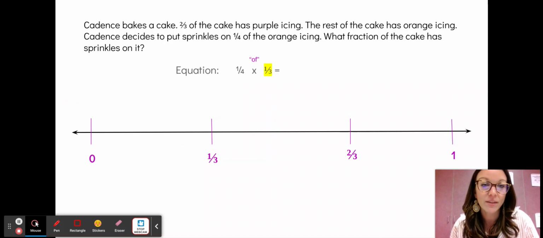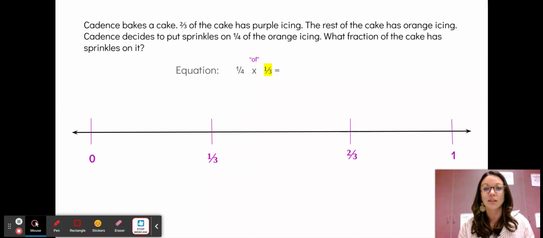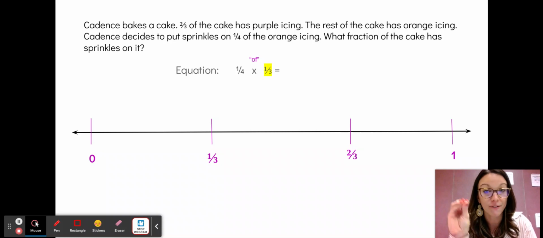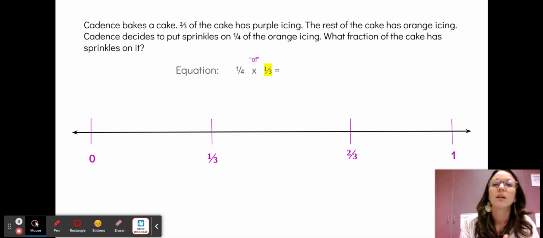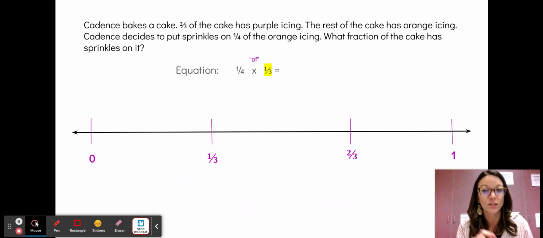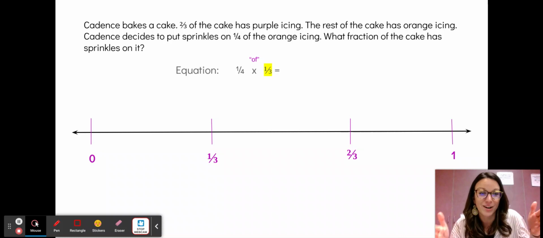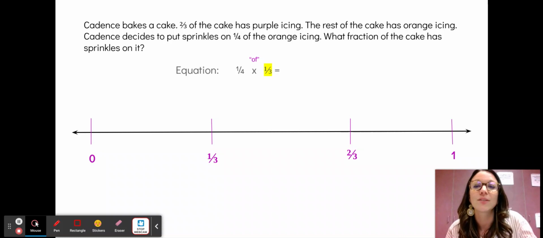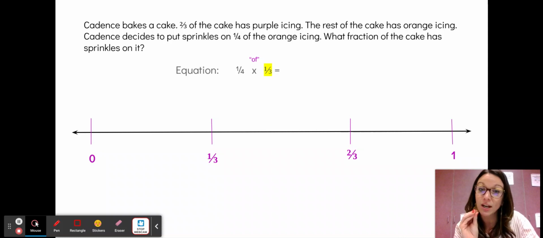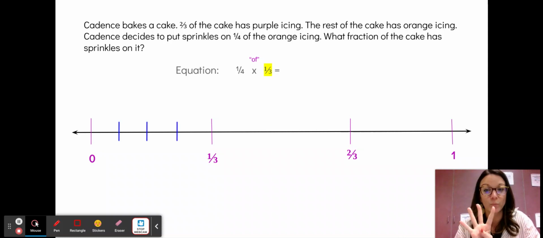And then the last model that we've been working on in school is using the number line. This is one of my favorites because it really helps me understand whether kids understand the equation. If you're looking at that specific equation of a fourth of a third, that means you're looking at thirds. So here my thirds are on my number line, and I have 0 to 1 because 1 is the whole in this case. If I isolate a third, my third needs to be broken into four equal pieces.